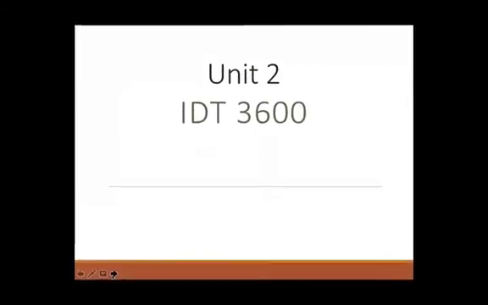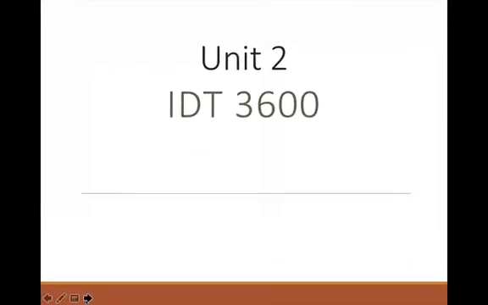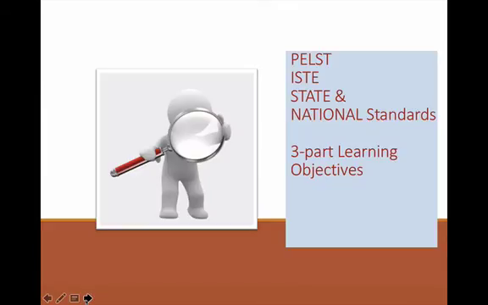Welcome to Unit 2 of IDT 3600. So this unit we're going to be looking at some standards. We have PELTS, we have ISTE, state and national standards. We also are looking at three-part learning objectives. So when we look at all these acronyms, what does that exactly mean?